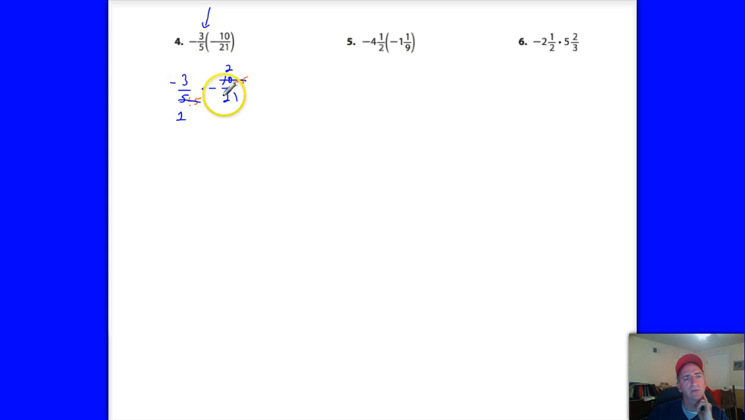Now look at the 3 and the 21. Will 3 go into 21? It does. So I'm going to divide that by 3. I'm going to divide that by 3. 3 divided by 3 makes that 1. And 21 divided by 3 is 7, because 7 times 3 is 21. So negative times negative is positive. 1 times 2 is 2. And then on the bottom, I'm going to do 1 times 7, which would give me 2 over 7. There.